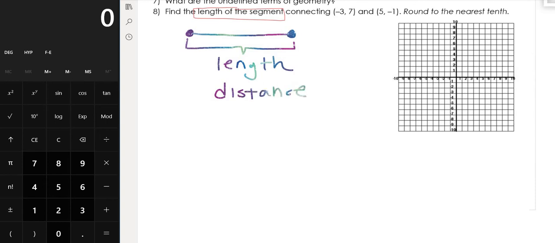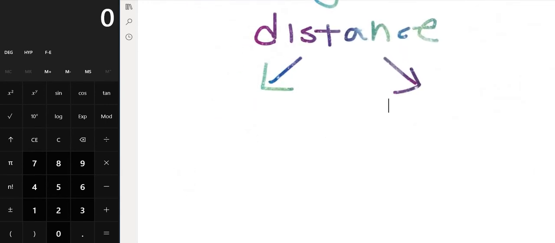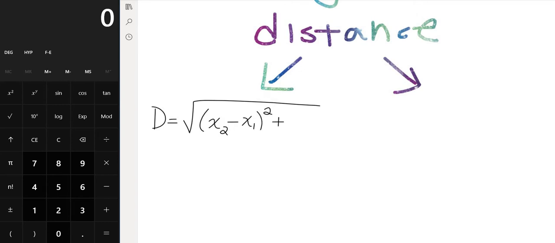Now, depending on how you were taught, there are 2 different ways for approaching a distance problem. There is the formula method, and then there is more of the visual method. Let me talk to you first about the formula method. So if you are used to the formula, it looks like this. Distance equals the square root of x2 minus x1 squared plus y2 minus y1 squared.